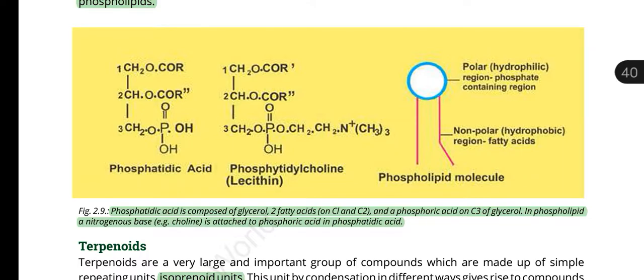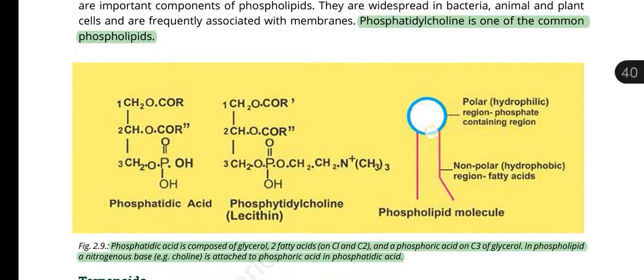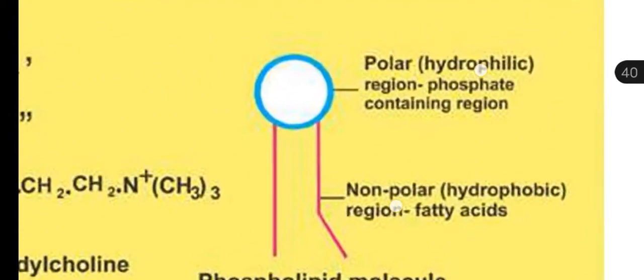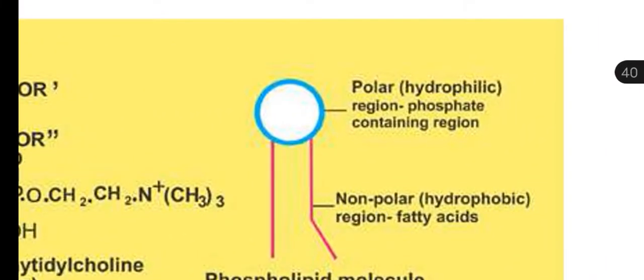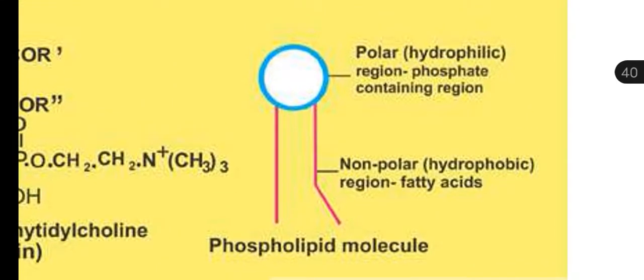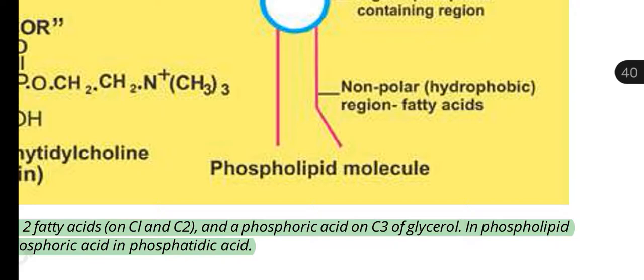Phosphatidylcholine is also known as lecithin. In the phospholipid molecule, you can see the bend in the tail, which is present due to unsaturation. The polar head is hydrophilic, meaning water loving, and the tails are hydrophobic. The phosphate-containing region attracts water, while the fatty acid region is hydrophobic.